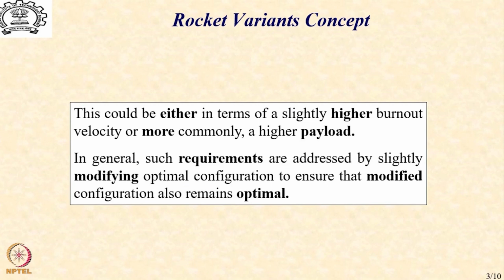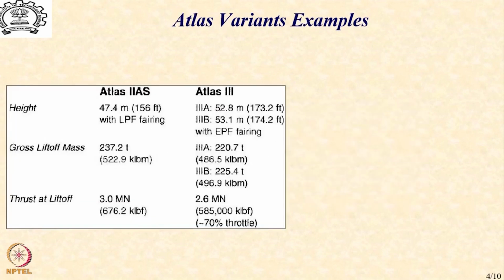And in the context of variant, instead of designing a new rocket afresh from scratch, such requirements are addressed by slightly modifying the optimal configuration, which is designed for a different V star and M star, to ensure that the modified configuration will meet the requirement of a different mission, and while doing that it also remains optimal in a broad sense.